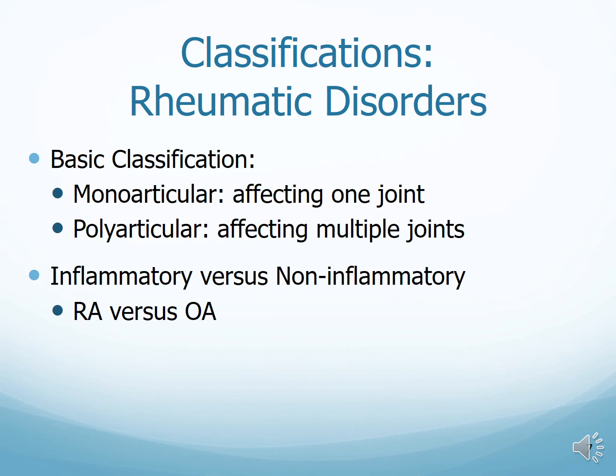So basic classifications: if the rheumatic disorder affects one joint, it is called monoarticular. So therefore, if it affects multiple joints, it is called polyarticular. And then we have inflammatory versus non-inflammatory. So inflammatory would be RA, which is rheumatoid arthritis. And then non-inflammatory would be OA, and that is osteoarthritis.